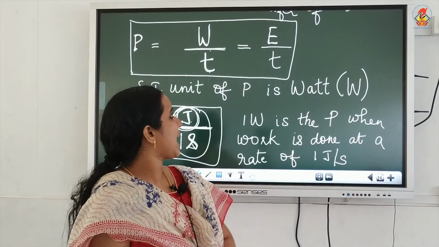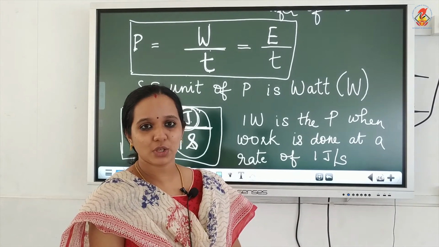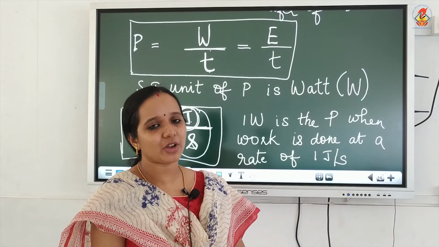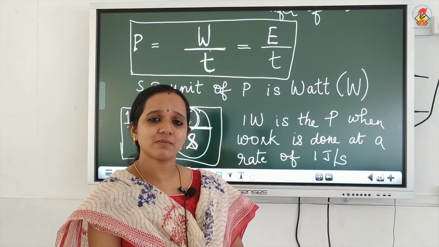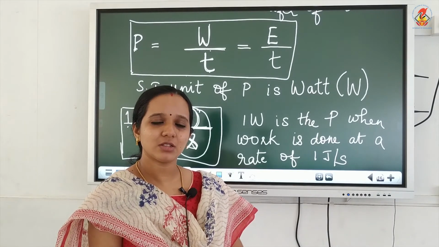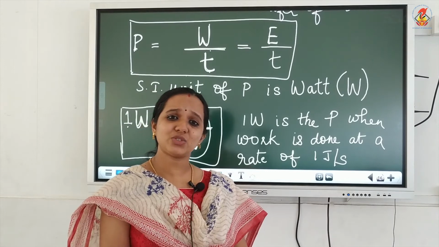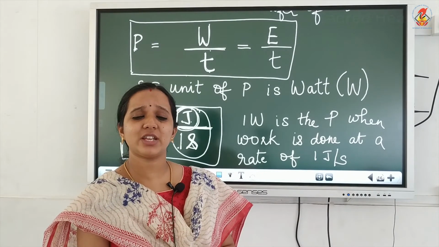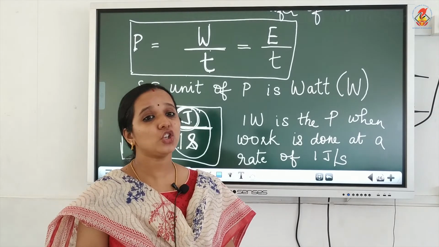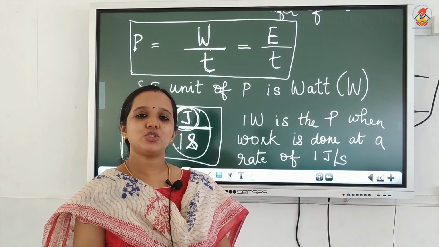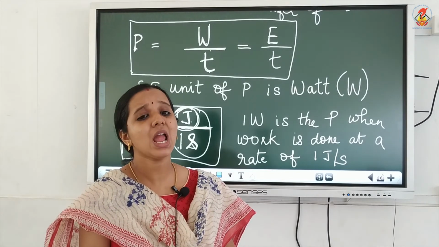Now coming back to energy, we know that the SI unit of energy is joules. But have you seen the electrical meter reading, the electricity bill of your house? Over there, the electrical energy is expressed in units, because joule is the smallest unit of energy.